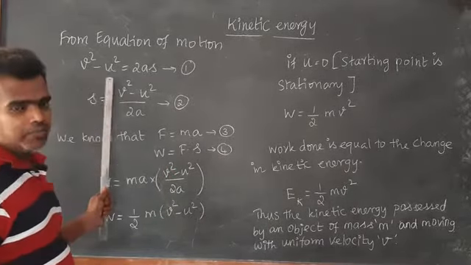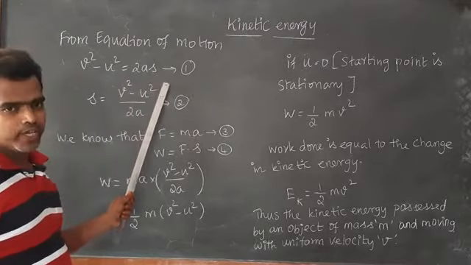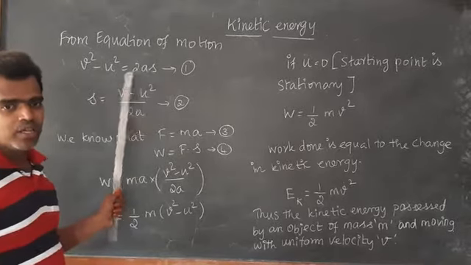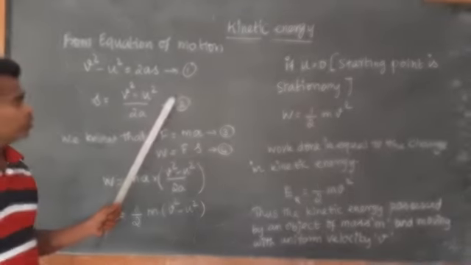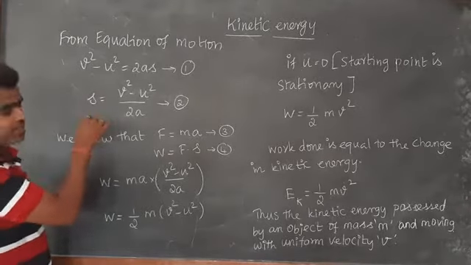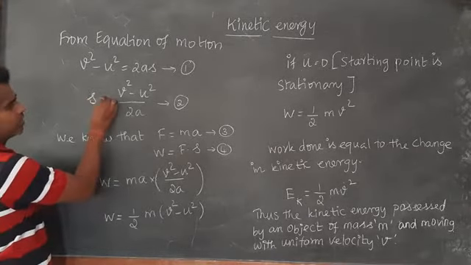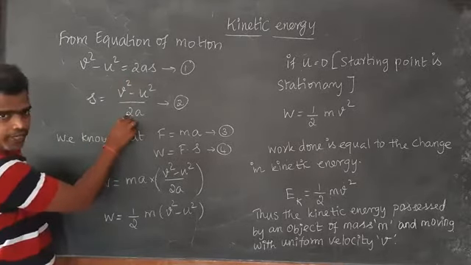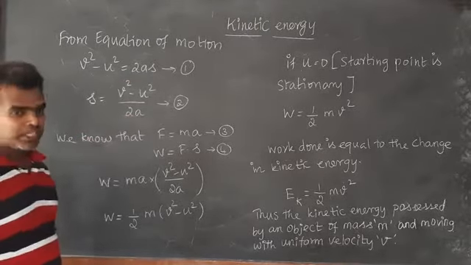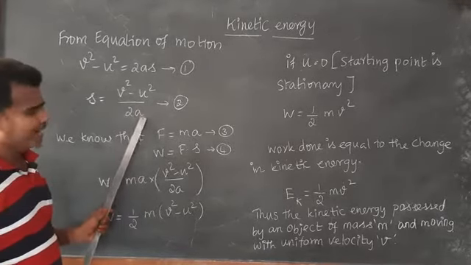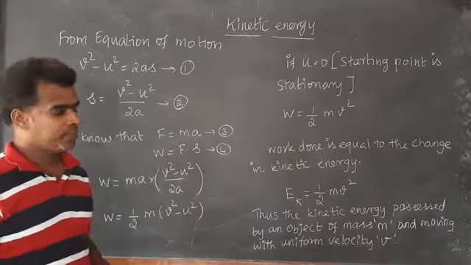V square minus u square is equal to 2as. Among the three equations of motion, this is one of them. From that equation, we can write s is equal to v square minus u square, whole divided by 2a, where s is displacement, v is final velocity, u is initial velocity, and a is acceleration.